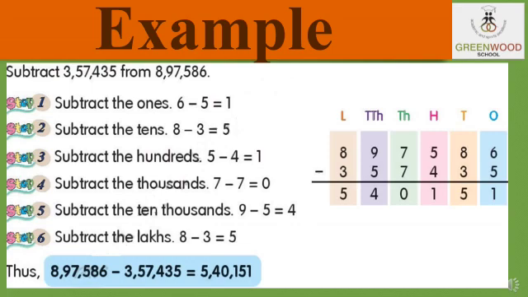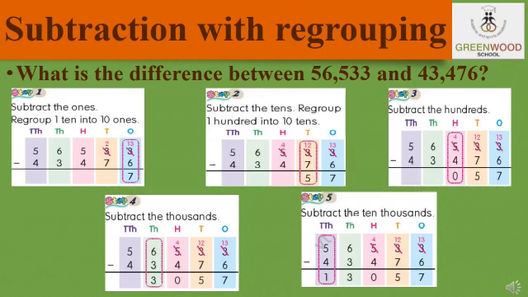6 minus 5 is equal to 1. Step 2, subtract the tens. 8 minus 3 is equal to 5. Step 3, subtract the hundreds. 5 minus 4 is equal to 1. Step 4, subtract the thousands. 7 minus 7, which is equal to 0. Step 5, subtract the 10,000s. 9 minus 5 is equal to 4. Step 6, subtract the lakhs. 8 minus 3 is equal to 5. Thus, our answer is 5,40,151. Our next topic is subtraction with regrouping.